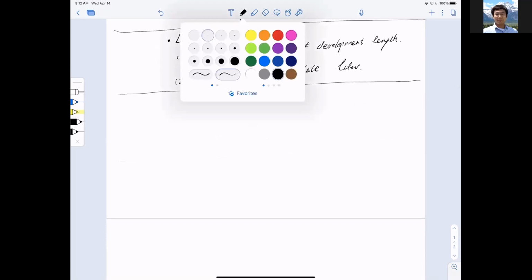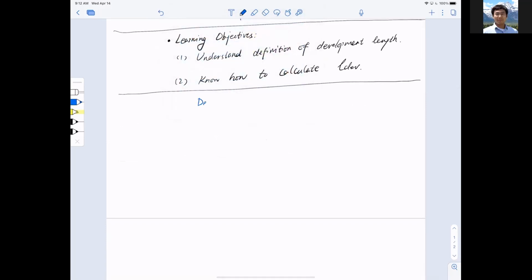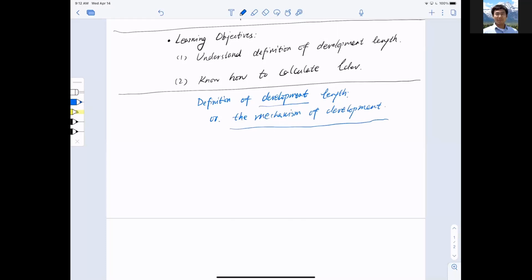So first of all, the definition of development length. When I say definition, it's more the mechanism of development. Another word to explain another word, I hate this most, right? So what do you mean by the mechanism of development? It is what is in action at the interface between the concrete and steel.